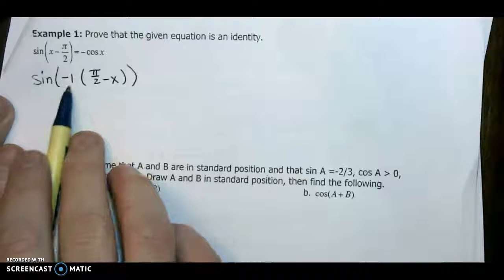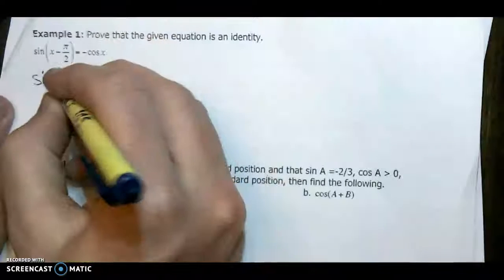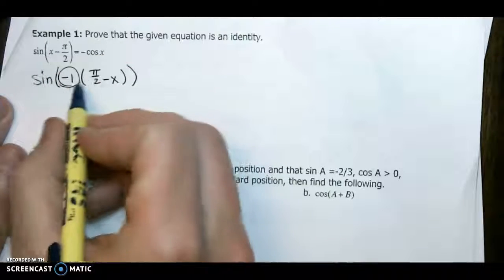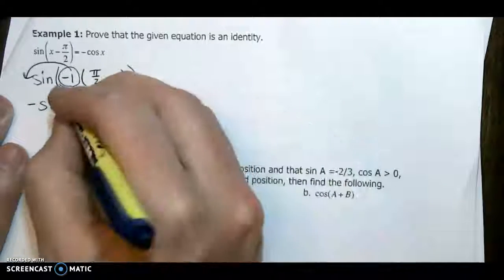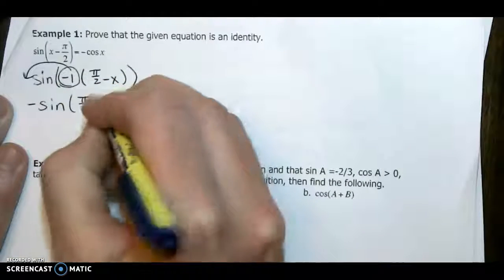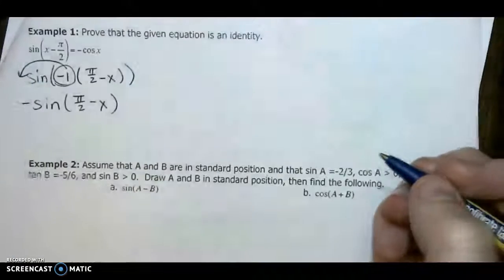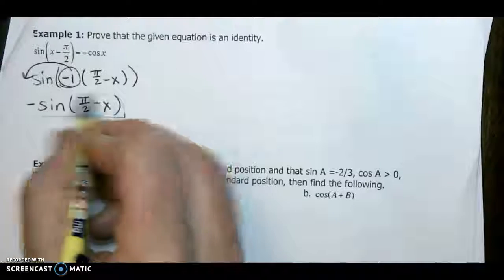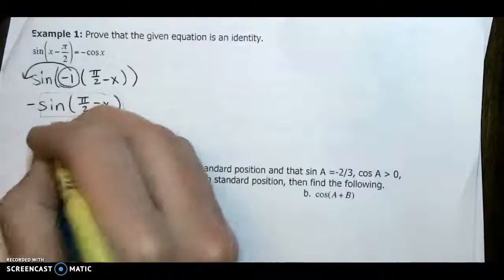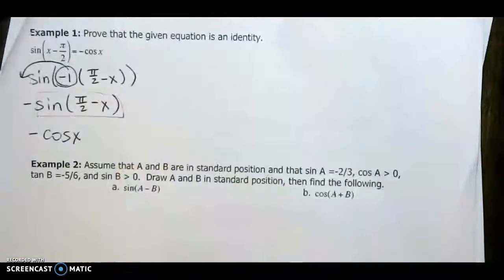So if we look at our even and odd properties, for sine, we see that sine is odd. So the negative moves in front, and that is using our odd property. So I'm able to move the negative in front, and now this is a cofunction property. And so this changes to cosine of x. And that is what they wanted us to show.